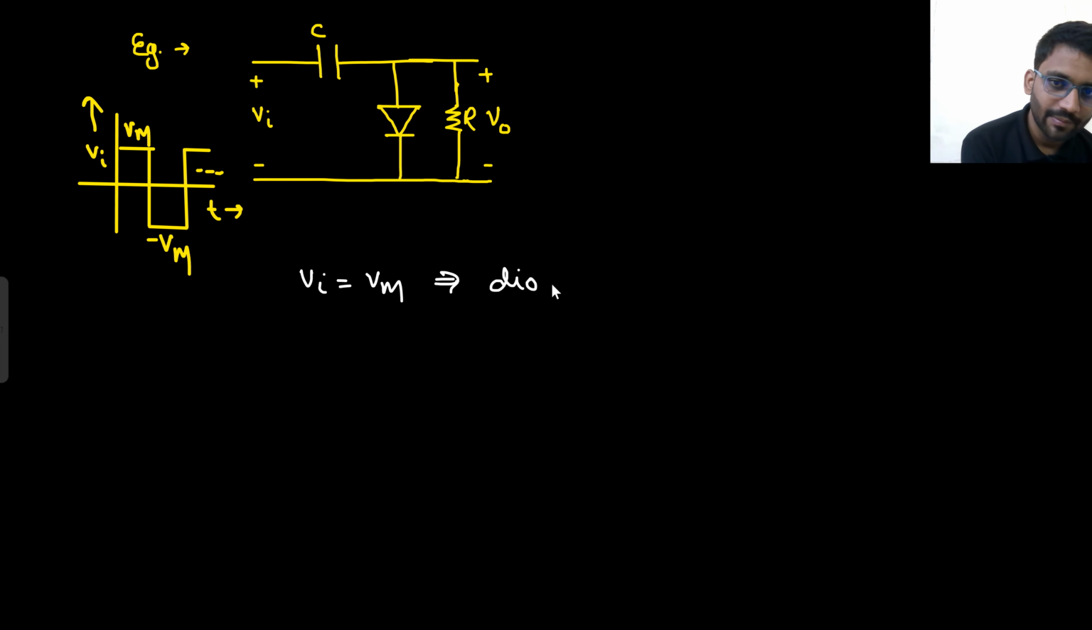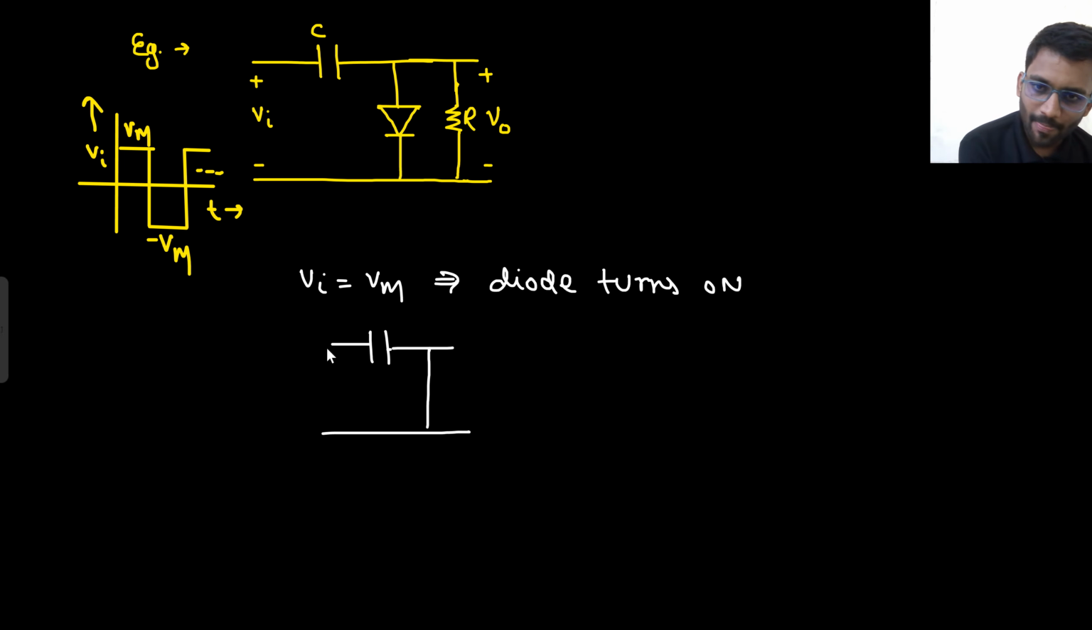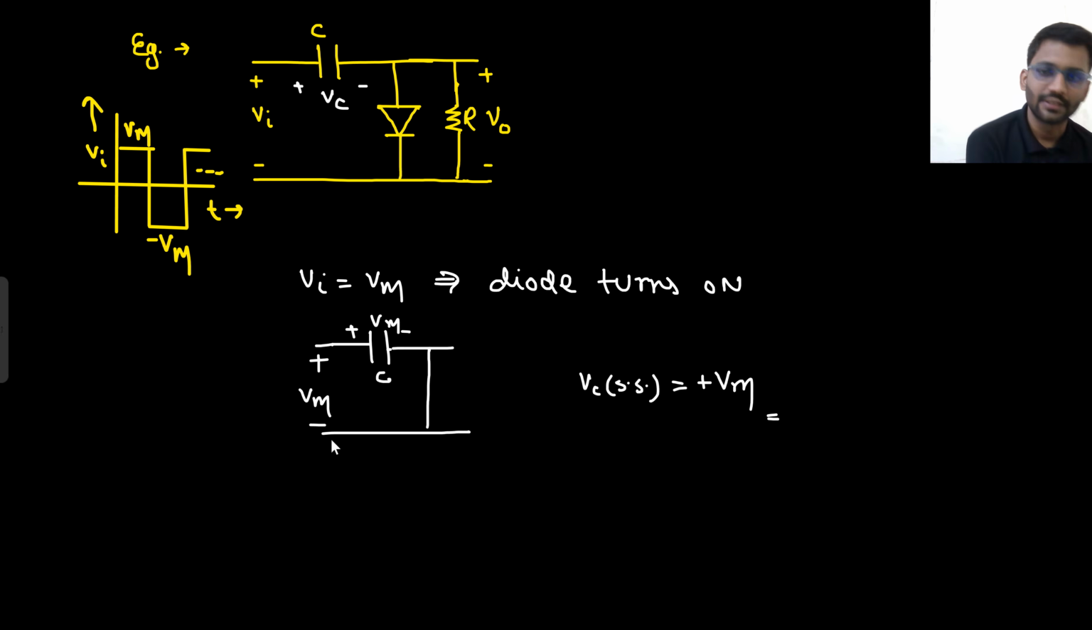When Vi is equal to Vm, the diode turns on. And if the diode turns on, what will be the condition? This will be the condition. This is the capacitor C, so it will be charged to Vm only. And let's assume we are calling this Vc. So Vc steady state would be plus Vm only. This is our Vc steady state.